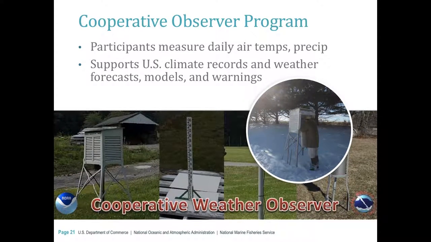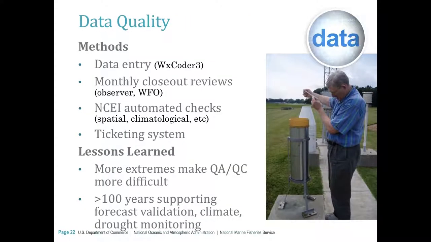Once that check is completed, NCEI will conduct their automated checks, and anything that's of concern is flagged, and once again goes into some version of a ticketing system. In terms of lessons learned, the more extreme weather events we're seeing are making that ability to detect outliers a lot more difficult. So that's going to be an interesting challenge as they move forward. But let's not forget that for the last 100 years, this program has been supporting a lot of our weather products and models. I'm going to wrap up in just a moment here.